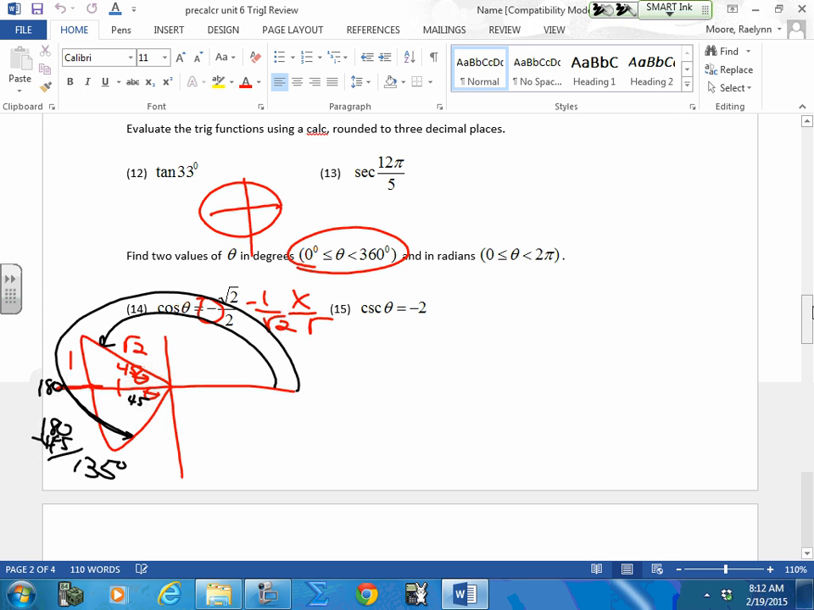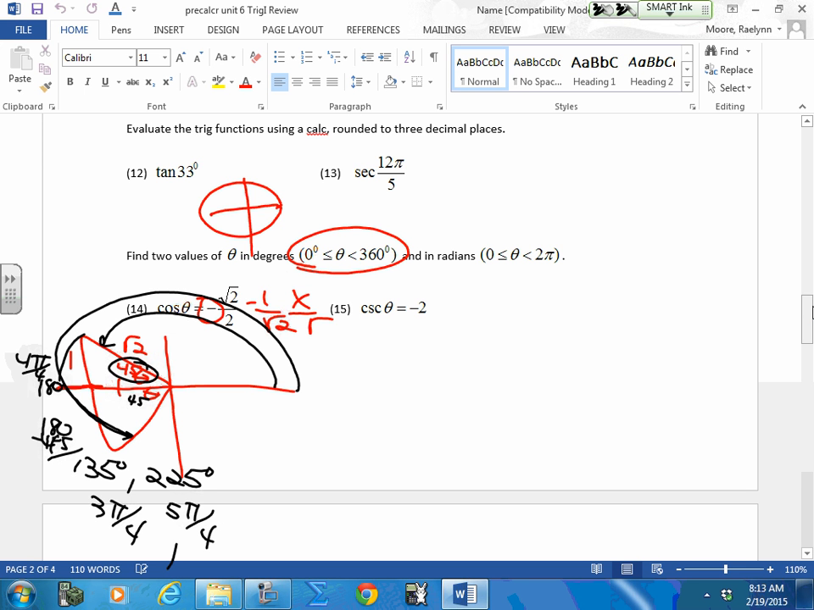Add it in your calculator. 180 plus 45. 225. Okay, let's do this in radians. How many times does 45 go into 180? 4. So this is 4 pi over 4. And this is 8 pi over 4. What's 1 less than 4 pi over 4? 3 pi over 4. What's 1 more than 4 pi over 4? 5 pi over 4. There's your angles. Radian is probably easier for you to do if you catch what that bottom number is.